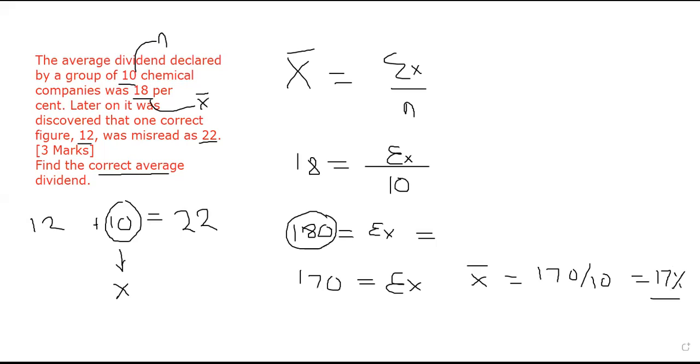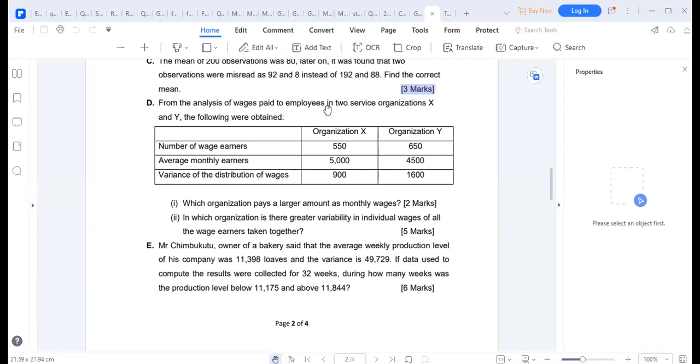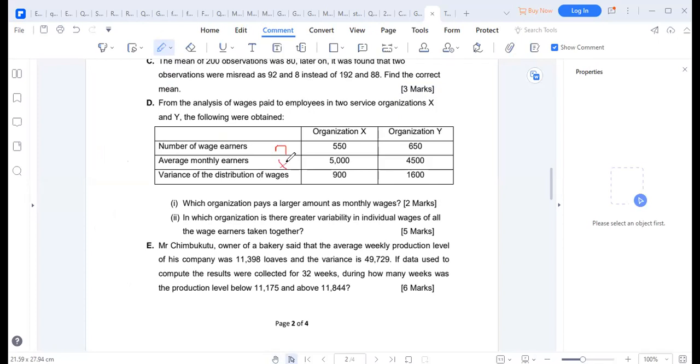Then we go to question part D. We are told that from an analysis, there were wages that were paid to 2 companies, company X and company Y. So we've been given the data as shown in here. The data that has been given is that the N, the number of wage earners, 550 and 650. Average means the mean for the wage earners, X bar. Here we have 5,000 and here we have 4,500.